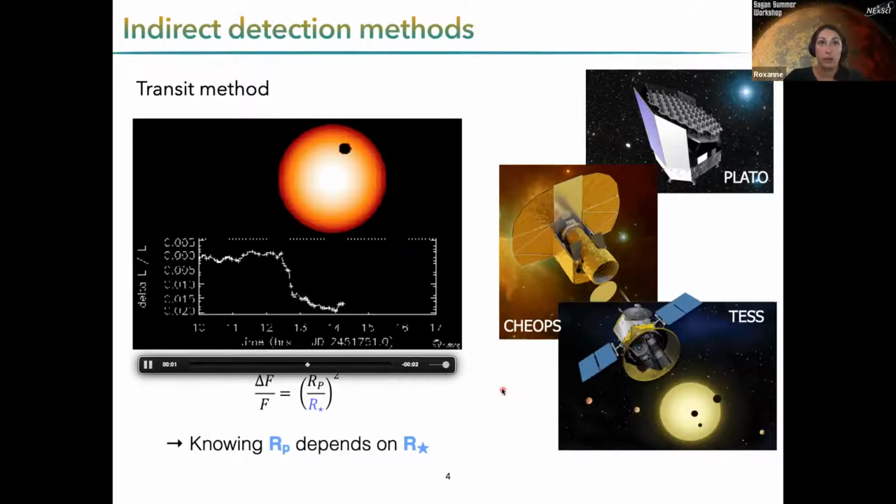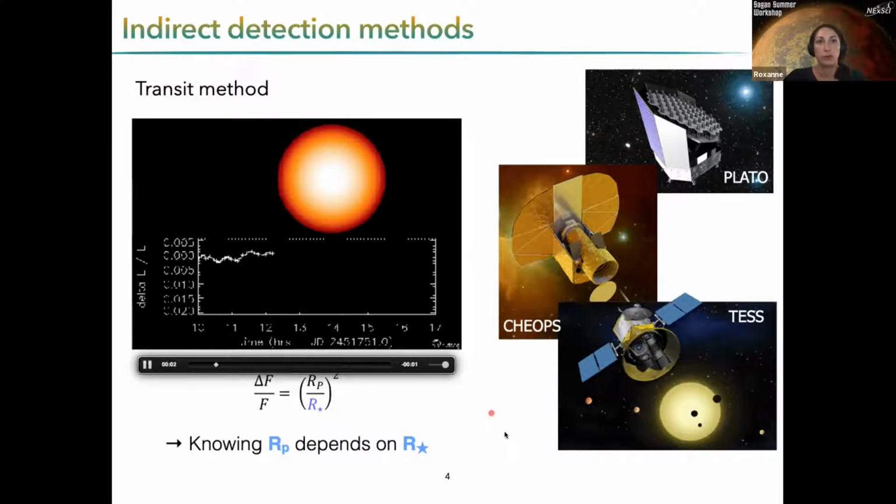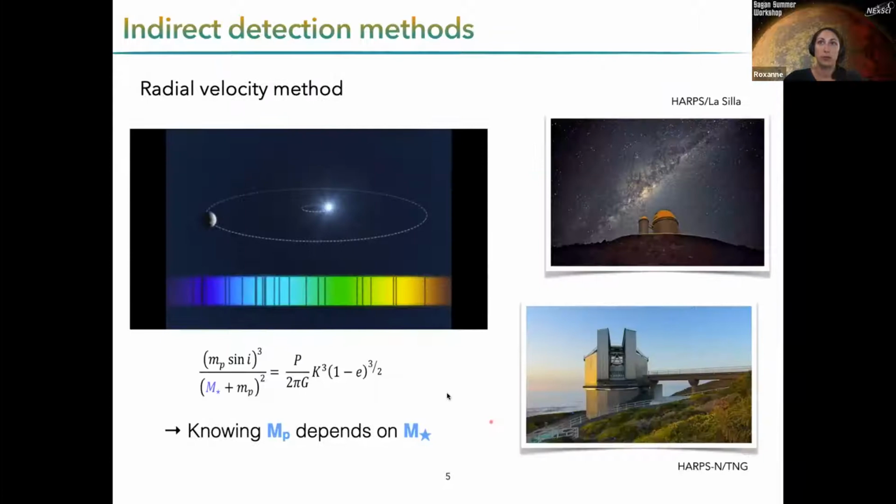And when an exoplanet passes in front of the star, the luminosity, the flux that we receive, diminishes. And actually this difference in flux is related to the ratio of the radius of the planet to that of the star. So if you want to know the radius of the planet, you have to know the radius of the star.